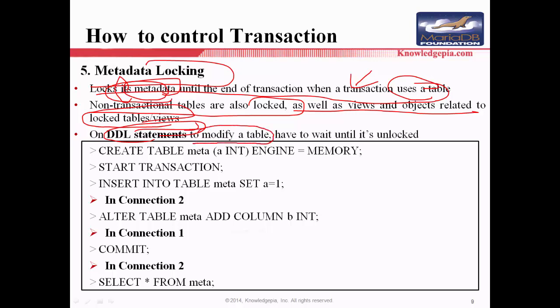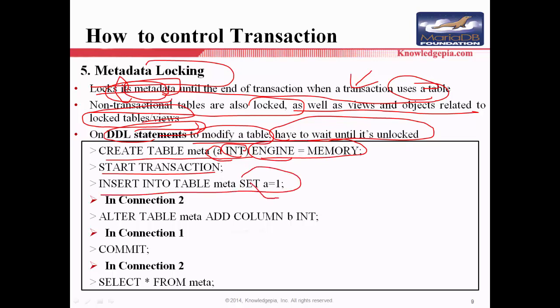To modify a table, normally we have to wait until each unlock. For example, create table meta. This one is a table data type. Engine, I will use the memory type. And start transaction, insert into table meta set A. This one is the column and this one is the value.